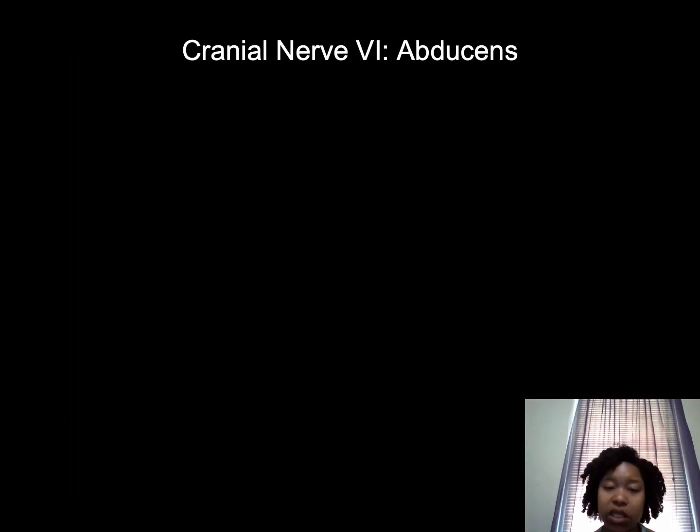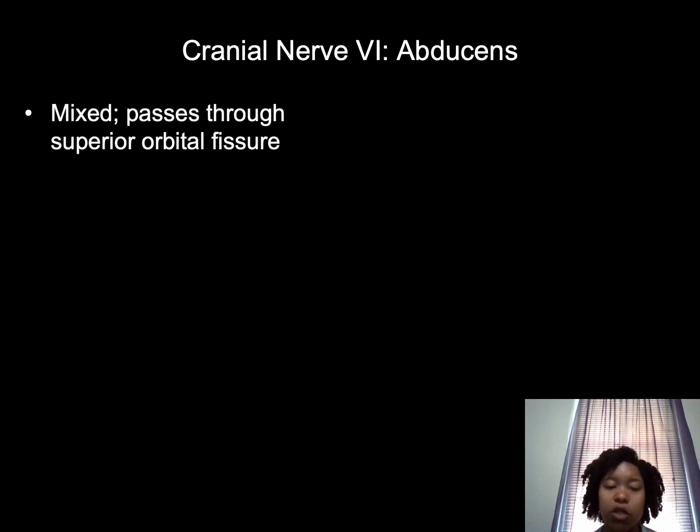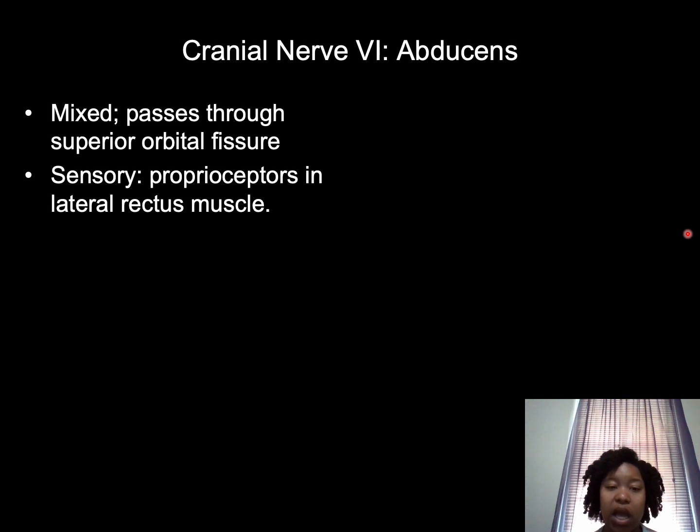Now we have cranial nerve 6, which is the abducens. So again, this is a mixed nerve, meaning it's got motor and sensory innervations, and it passes through the superior orbital fissure. It's got sensory information as proprioceptors for the lateral rectus muscle. So remember, proprioception is like that kind of orientation and balance aspect. So as far as sensory information goes, it can sense the orientation specifically of the lateral rectus muscle, and that's going to be one of the muscles in the eye.